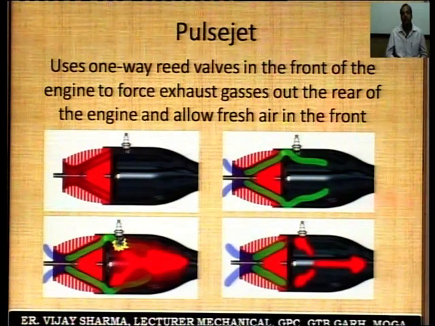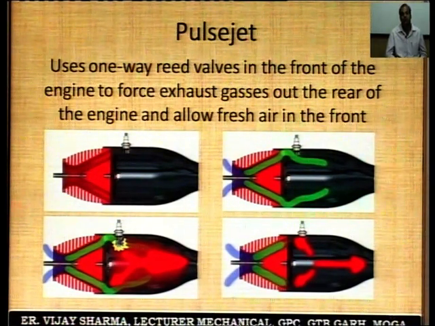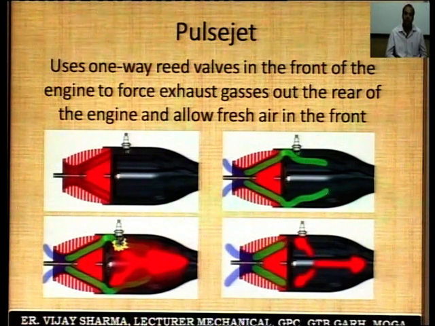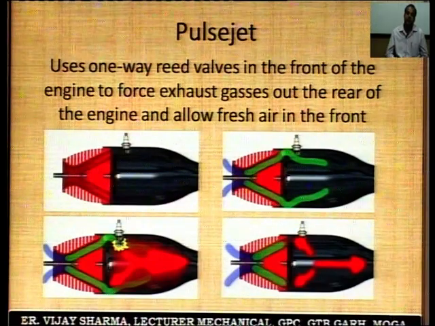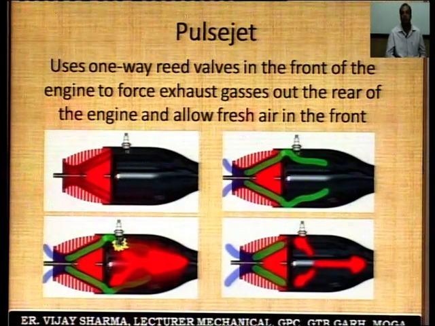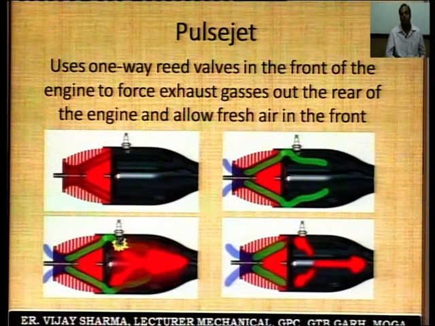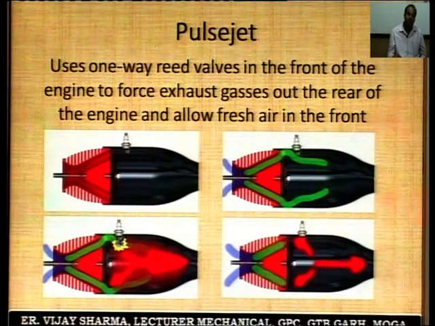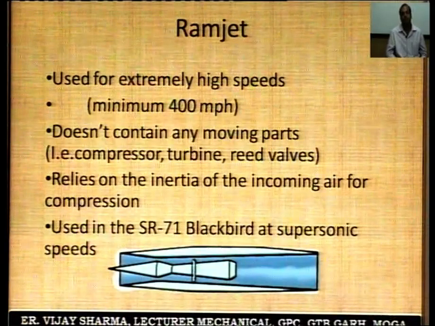In the continuation of the pulse jet engine, it uses a one-way reed valve in the front of the engine to force exhaust gases out of the rear of the engine and allows fresh air in the front. Let me discuss the next slide.